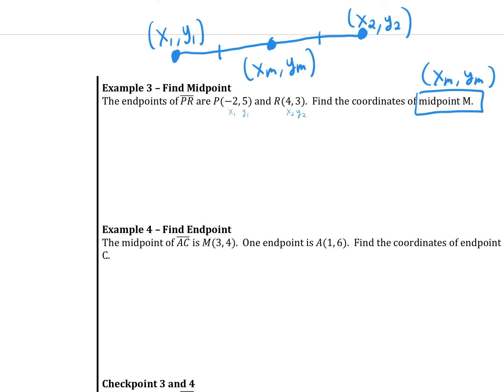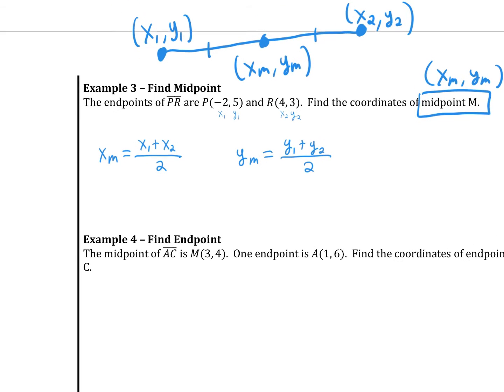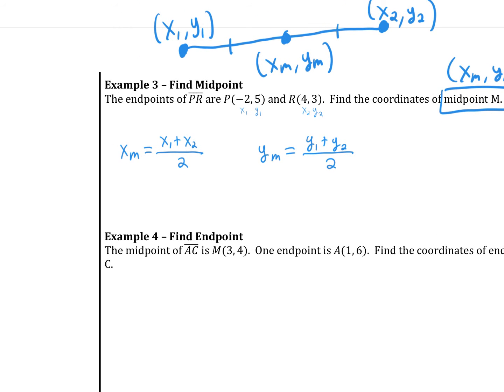So x sub m equals x1 plus x2 all over 2. And then y sub m, the y coordinate of the midpoint, is y sub 1 plus y sub 2 all over 2. Now we just have to plug in what we know and what we're looking for. x sub m we don't know. That's what we're looking for.